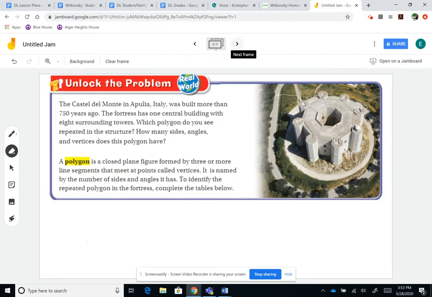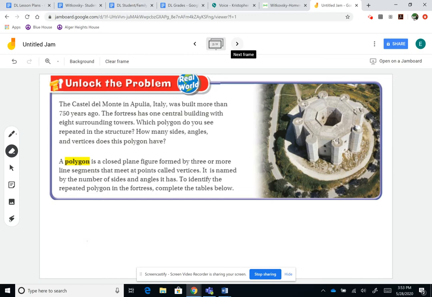Unlock the problem. The Castel del Monte in Apulia, Italy, was built more than 750 years ago. The fortress has one central building with 8 surrounding towers. Which polygon do you see repeated in the structure? How many sides, angles, and vertices does this polygon have?